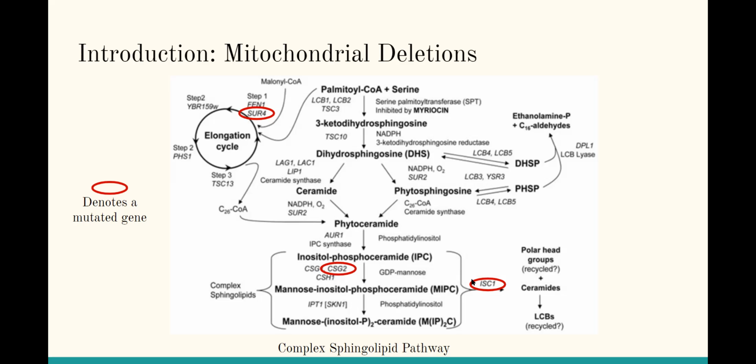ISC1, like I said, is a degradative enzyme. Once you have your IPC, MIPC, and MIP2C, you can degrade them using ISC1 into their components, which are polar head groups, ceramides, and long chain bases. If you were to delete ISC1, you would have a buildup of complex sphingolipids, and you would, in turn, have a reduction of ceramides, which are produced here, but also here. If you were to get rid of the degradation, you would have a decrease in the total amount of ceramides available to your cell.